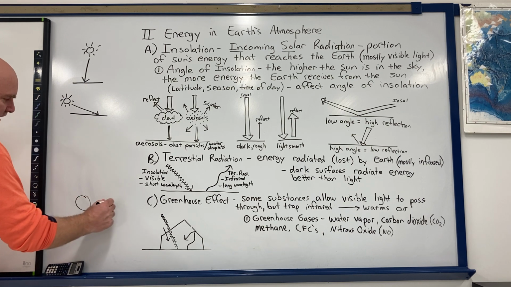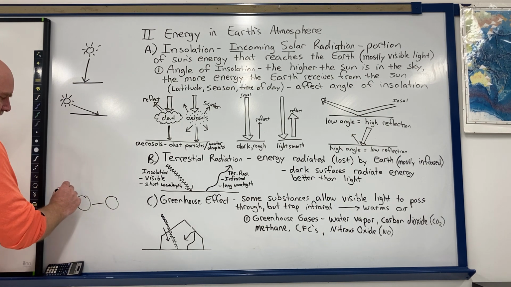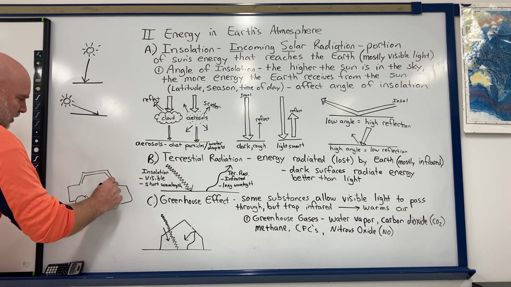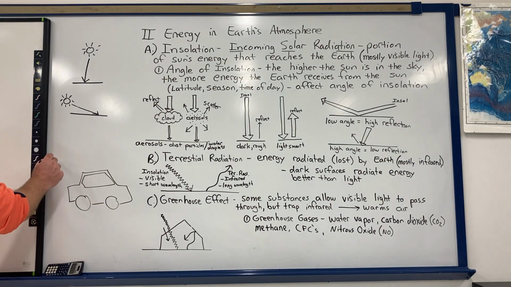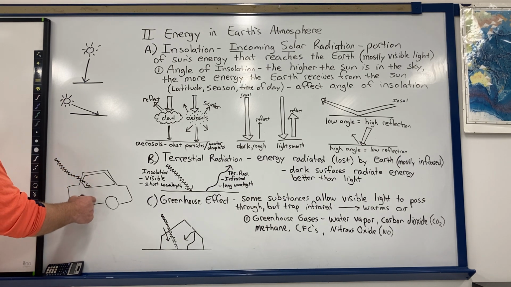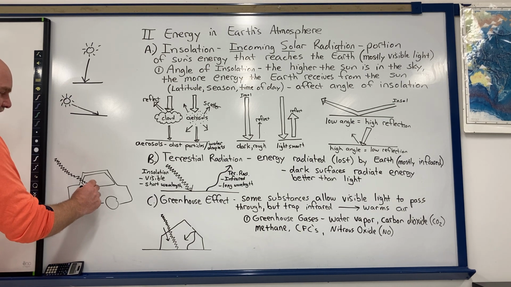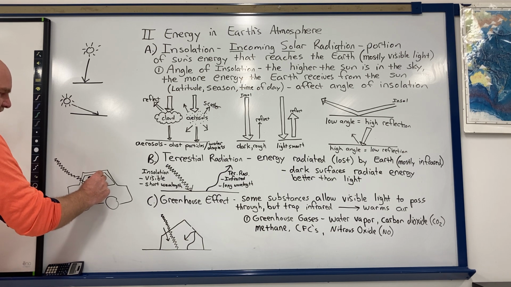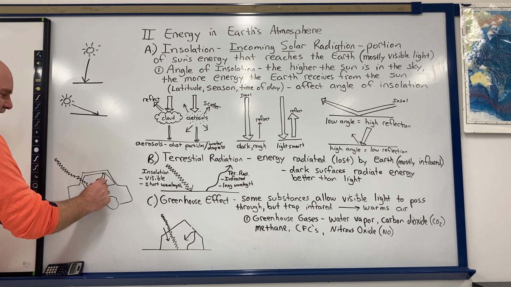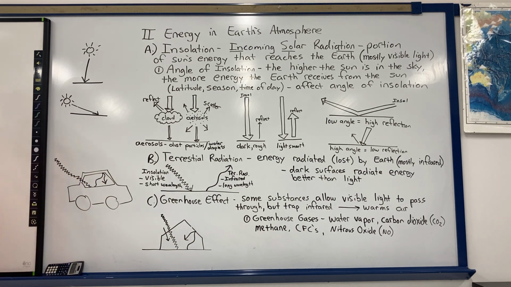All right, so there's your car. There's your window. What happens is the sunlight travels through the window. It heats up the seats and the dashboard and stuff inside your car. Those things give off infrared energy, and that infrared energy cannot travel through the glass, and as a result, it gets trapped inside there, and it makes the temperatures inside your car very hot.